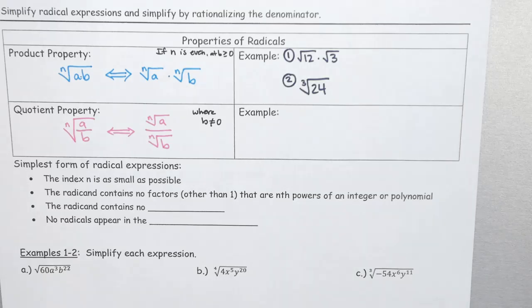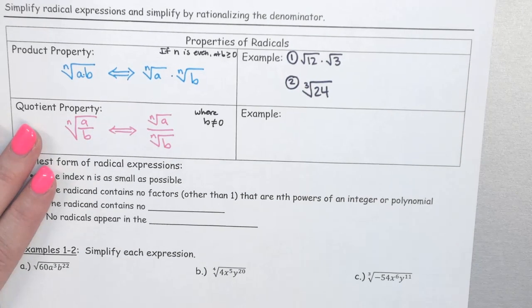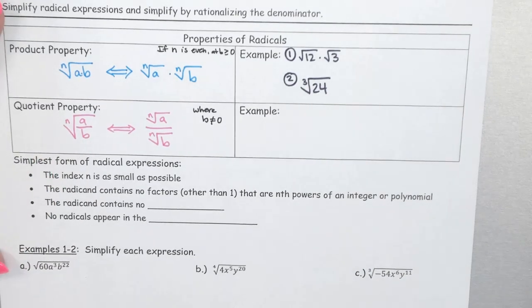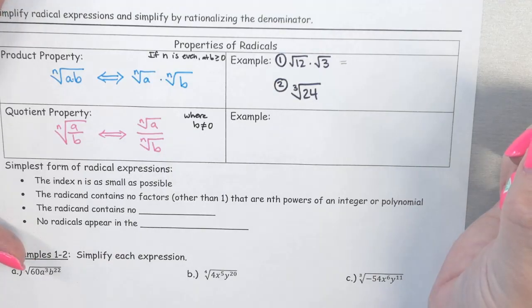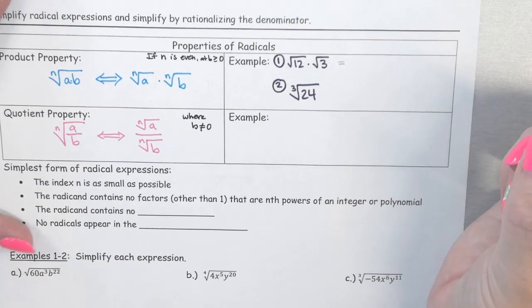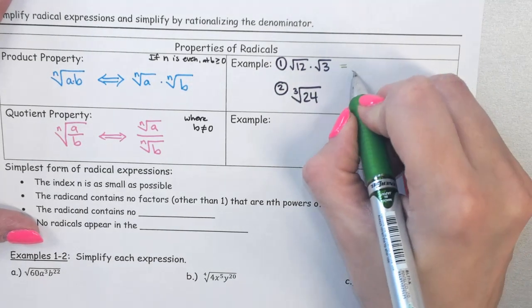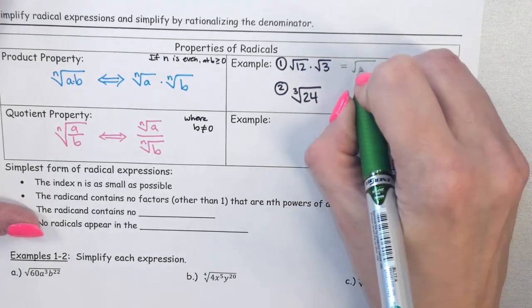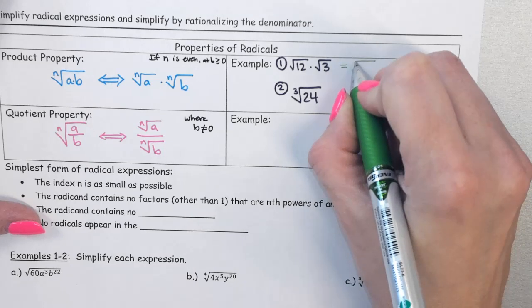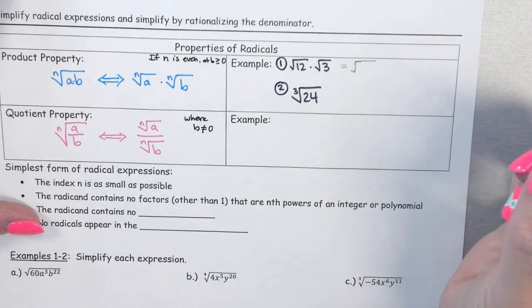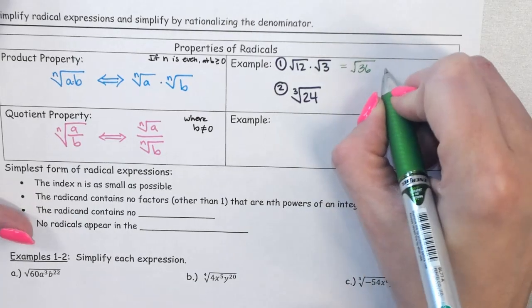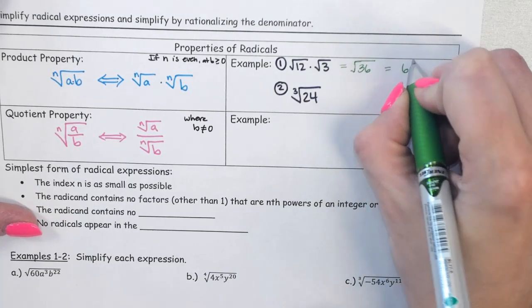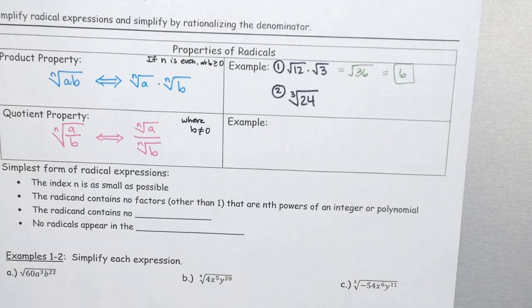Okay, so Caleb, tell me what you did for number 1 here. I added the things together. You didn't add them, did you? Oh, okay. But really, what do you want to do? Multiply. Yep. So if you multiply them, what do you get? You got it. 12 times 3, 36. Yep. And the square root of 36 is? Yep. Okay, so that's what you're going to simplify to.